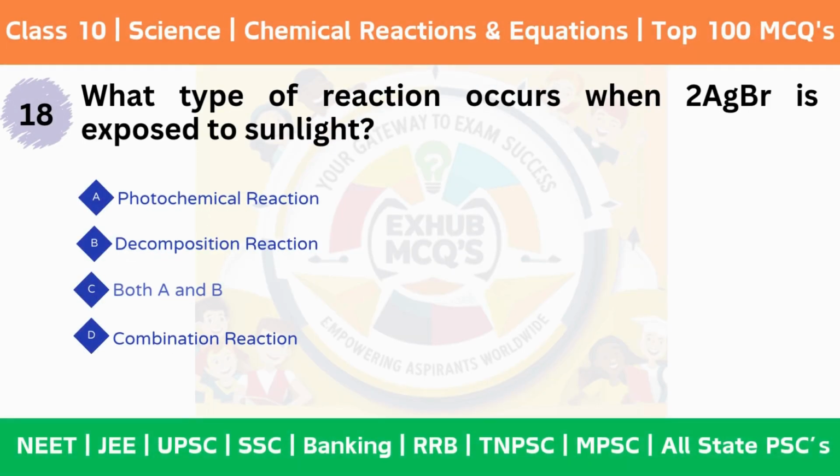MCQ 18. What type of reaction occurs when silver bromide is exposed to sunlight? Option A, photochemical reaction. Option B, decomposition reaction. Option C, both A and B. Option D, combination reaction.